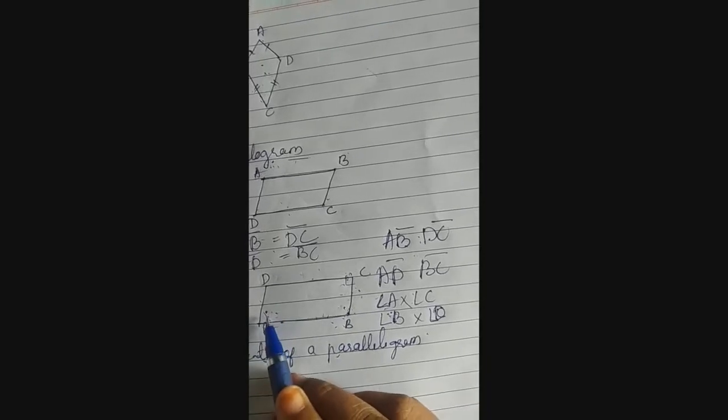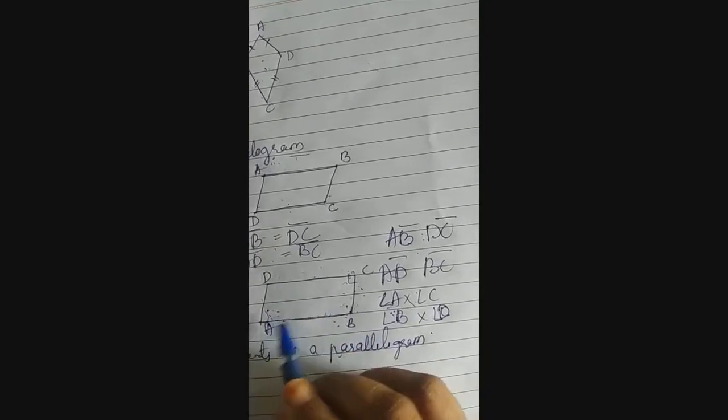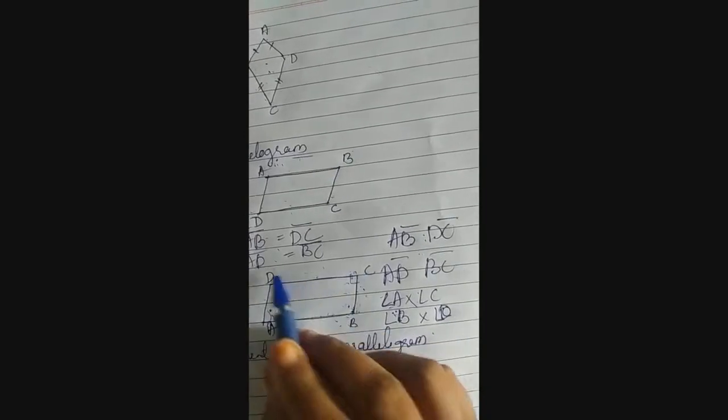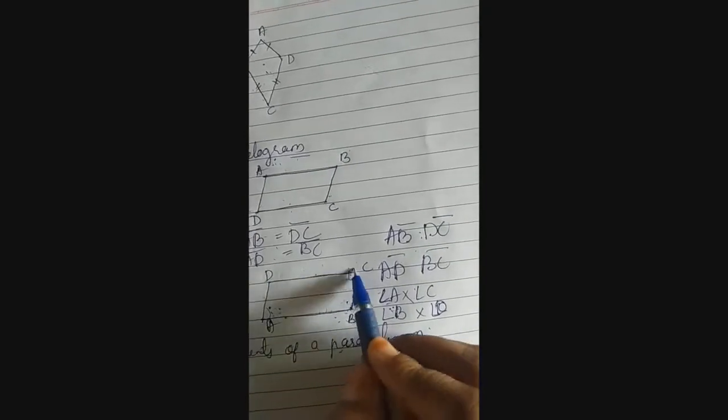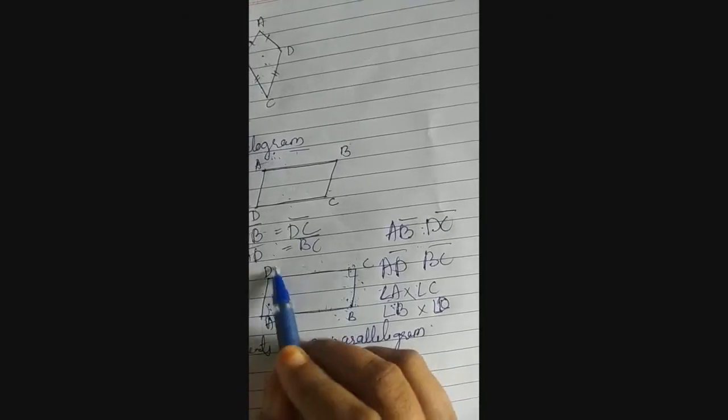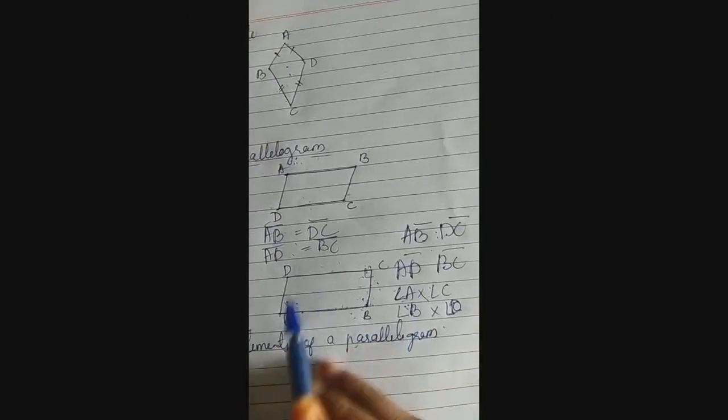Here angle A and angle B are adjacent angles. Angle B and angle C are adjacent angles, angle C and angle D are adjacent angles, and angle D and angle A are adjacent angles. This is very important to know the features or elements of a parallelogram.